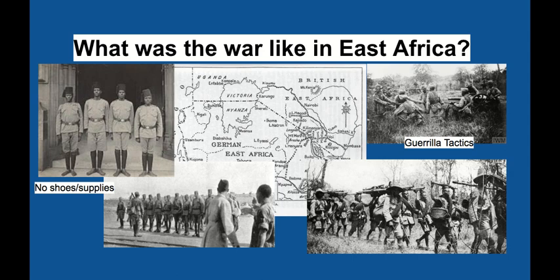What was the war like in East Africa? So, what was all this fighting like that von Lettow-Vorbeck led? Well, the German Askaris, led by Lettow-Vorbeck, were fighting the British, the Belgians, the Portuguese, all at the same time.